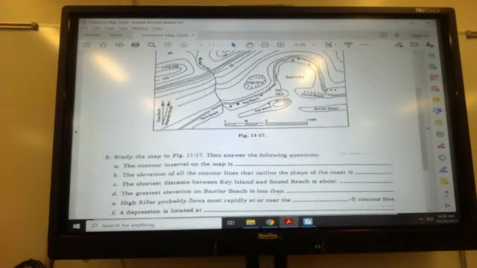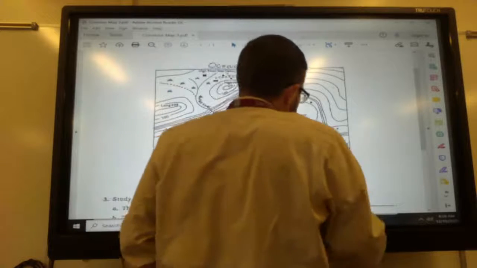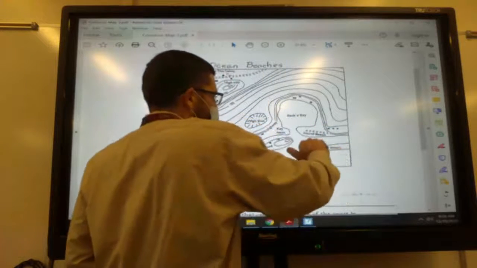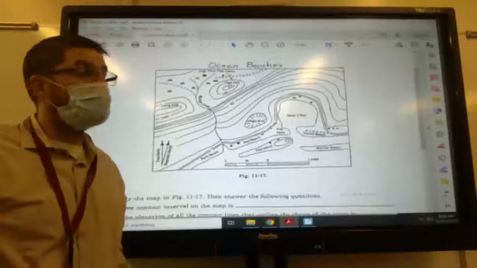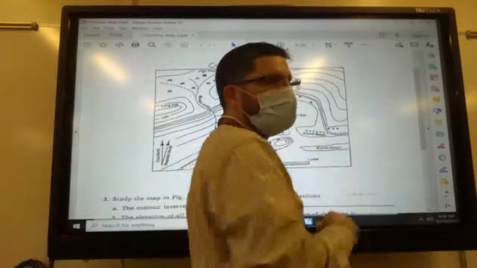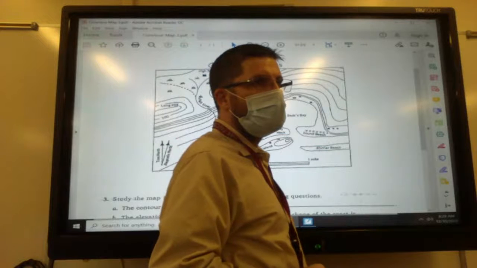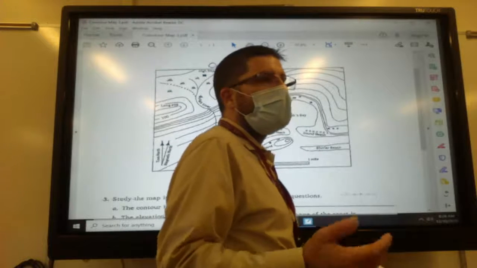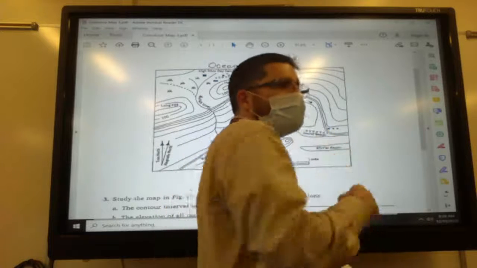The greatest elevation at Barrier Beach is less than what? Well, Barrier Beach is here, right? Little island. And we know that this outer contour line here, because it is surrounded by water, is 0. What if I drew another contour line here? What would the value of that be? Well, we know that the contour interval of this map is 10, right?